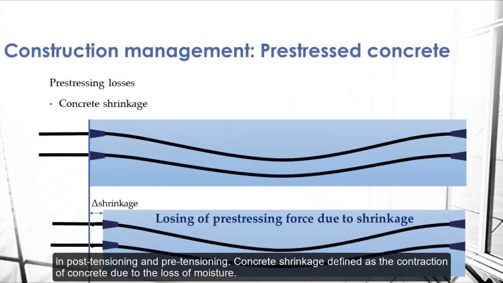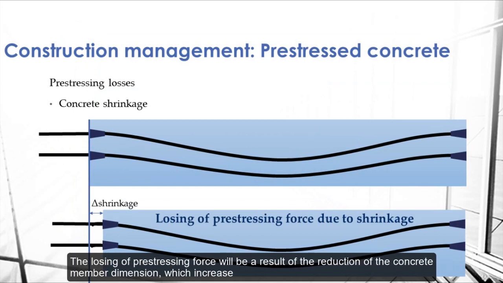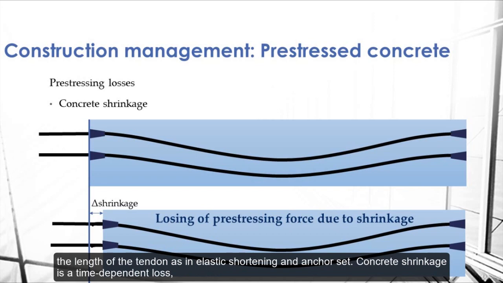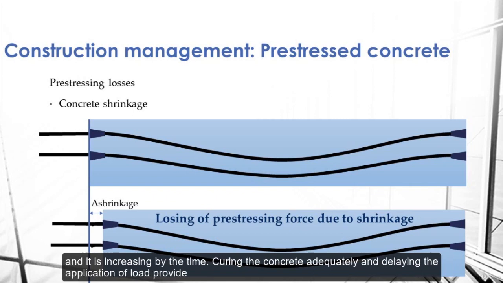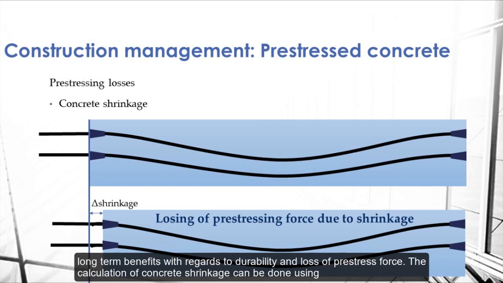Concrete shrinkage is defined as the contraction of concrete due to the loss of moisture. The losing of pre-stressing force will be a result of the reduction of the concrete member dimension, which increases the length of the tendon as in elastic shortening and anchor set. Concrete shrinkage is a time-dependent loss, and it is increasing with time. Curing the concrete adequately and delaying the application of load provide long-term benefits with regard to durability and loss of pre-stressing force.